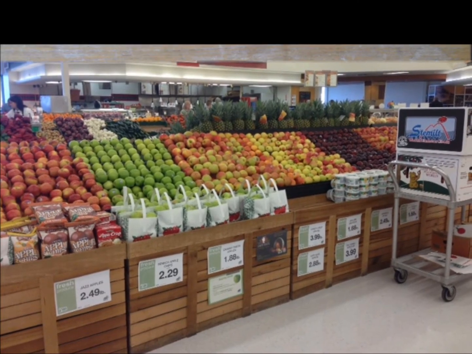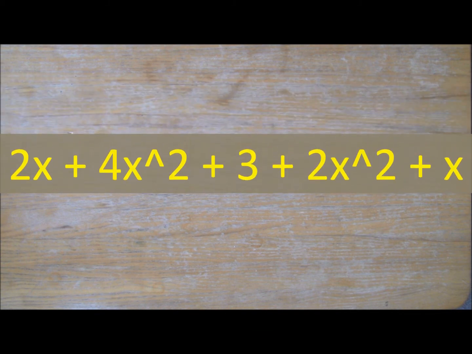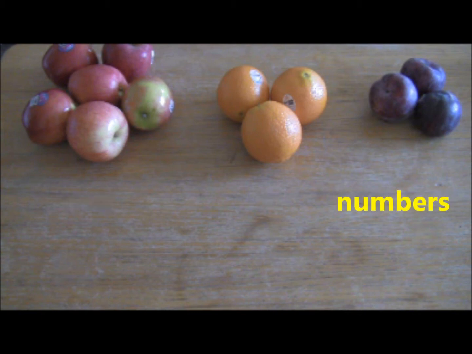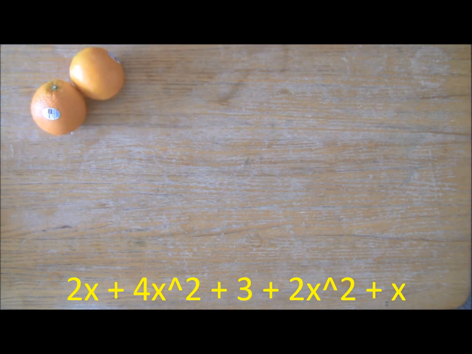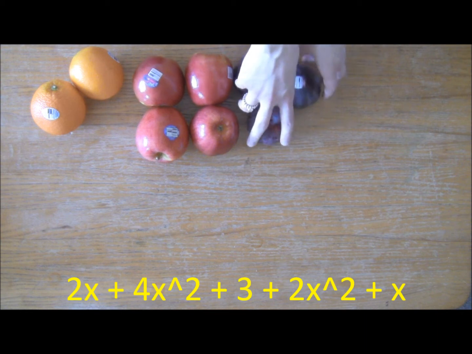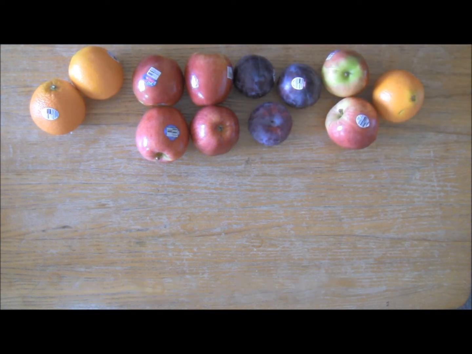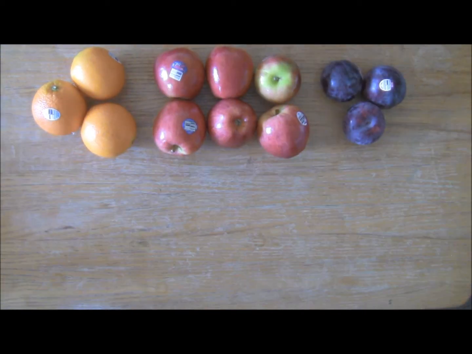So we're going to look at an example. Let's think about this polynomial. But before we get to the numbers, I want to think about it in terms of fruit. So I'm going to let these apples be x squared, let the oranges be x, the plums be numbers. So here's our equation. I'm just going to substitute all the x's and numbers for fruit. Alright, so we've got 2 oranges, 4 apples, 3 plums, 2 apples, and an orange. And now I'm going to combine like fruit.